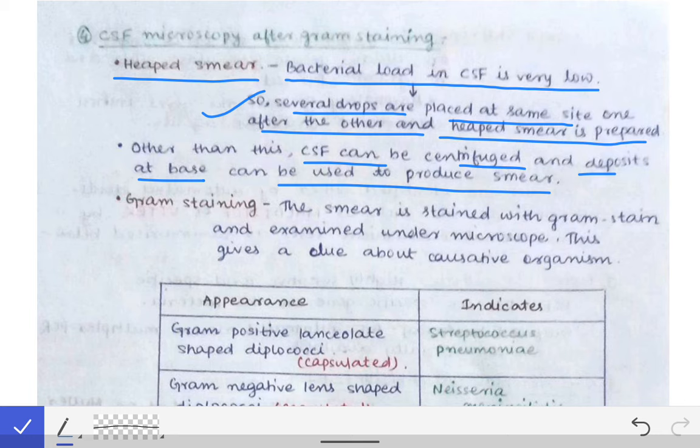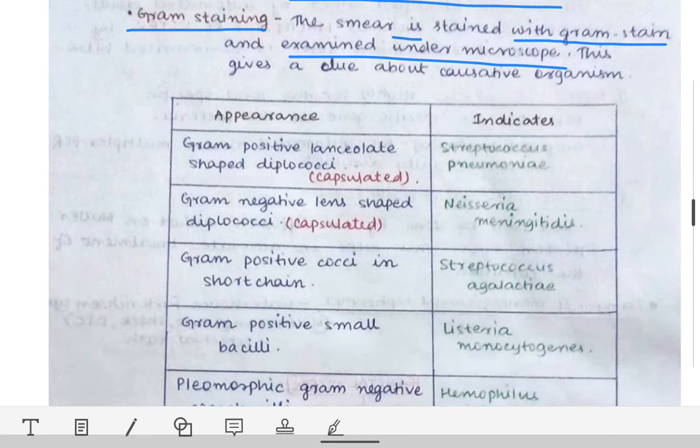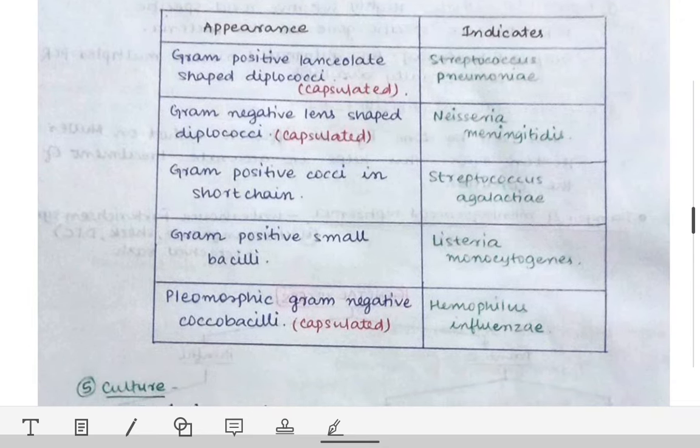After the production of the smear, we will gram stain it. So the smear is stained with the gram stain, and then it is examined under the microscope. Why is this gram staining important? Because this gram staining will give you certain clues about the causative bacteria.